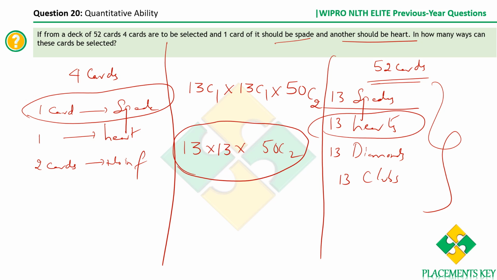Let me repeat this. We are supposed to choose four cards. In that, one should be spade. Out of 13 spades, he has to choose one, so this can be chosen in 13 ways. Again, he has to choose one heart. Out of 13 hearts, he has to choose one, so that is 13 ways. And then for the remaining two, no information is given. Therefore, out of the remaining 50 cards, because out of 52, two are already chosen, we have to choose any two, which can be done in 50 C2 ways. Therefore, the answer is 13 into 13 into 50 C2 ways.